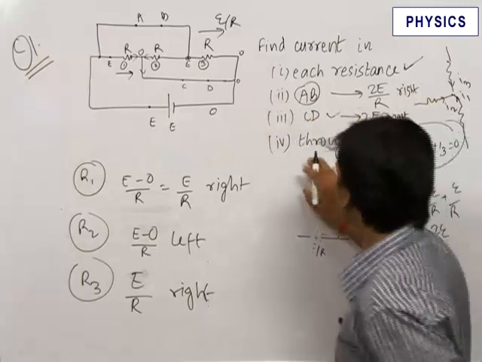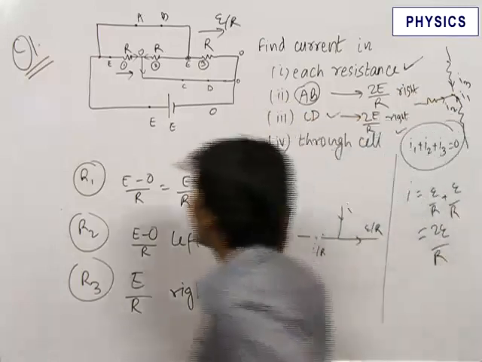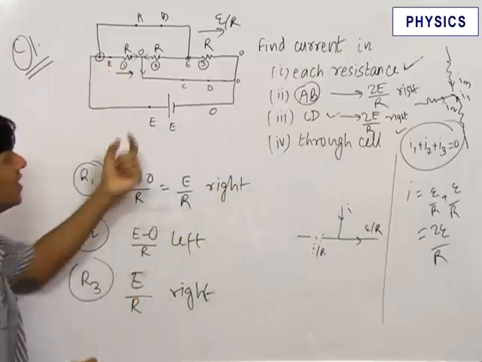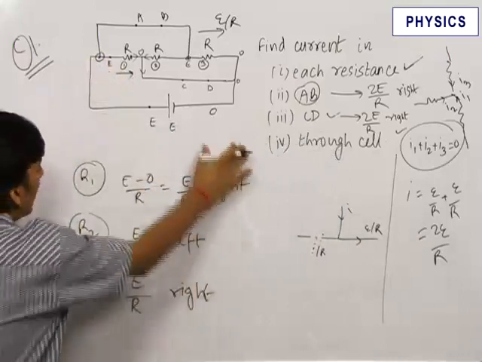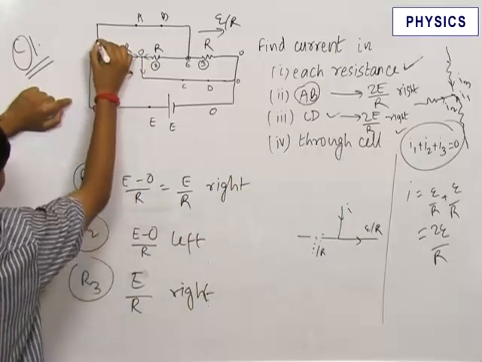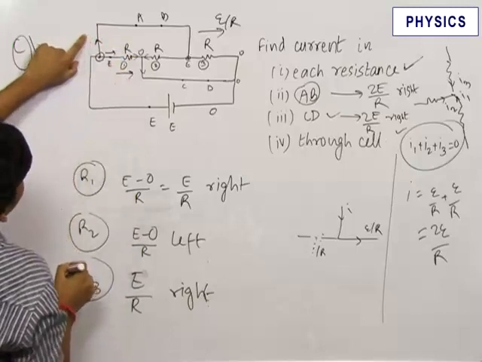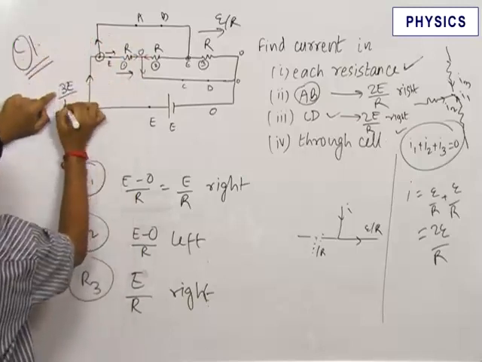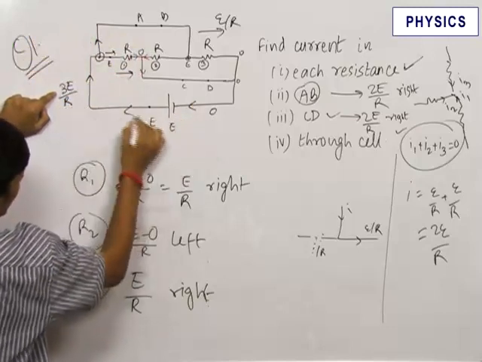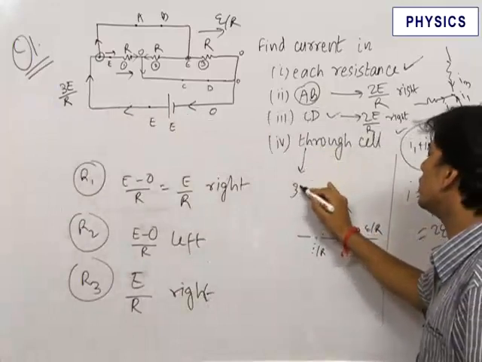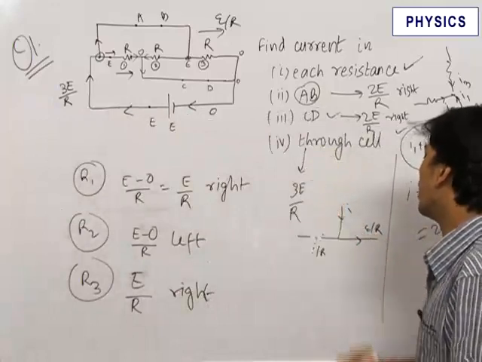Now to find out the current through the cell, we analyze this junction. It is all about choosing the junction intelligently to find your answer fast. At this junction, E upon R current is going this side and 2E upon R current is going this side. Therefore all this current must be coming from this wire, that is equal to 3E upon R, and this current is the same as the current across this cell. Therefore the current through the cell comes out to be equal to 3E upon R.